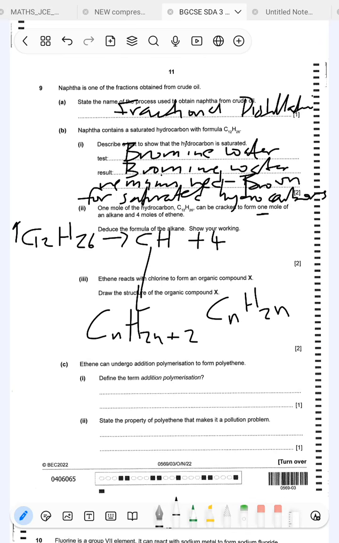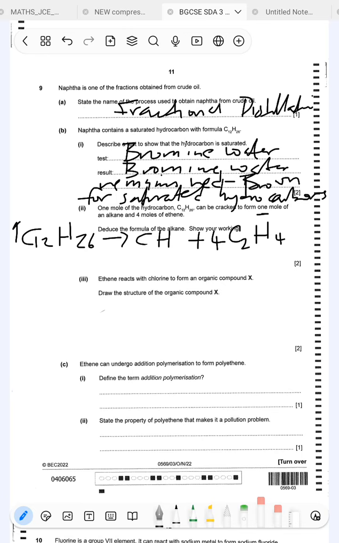But we know that ethene is going to be what? It's going to be 2 carbons. So you put a 2 here. So that's 2. And then 2 times 2, that's 4. C2H4. Okay. Let me just clear this.